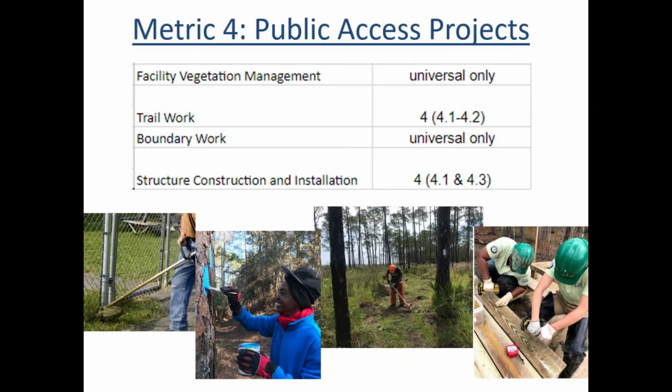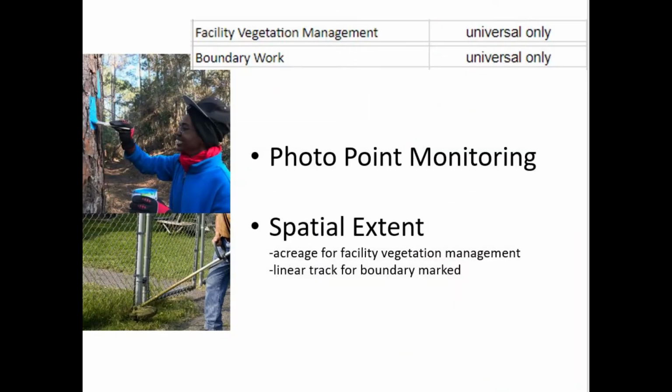Metric 4 covers any public access projects that your Corps would do. This may include activities such as facility vegetation management, trail work, boundary work, and structure construction and installation. Both facility vegetation management and boundary work are only going to recover the universal metrics of photo point monitoring and spatial extent.